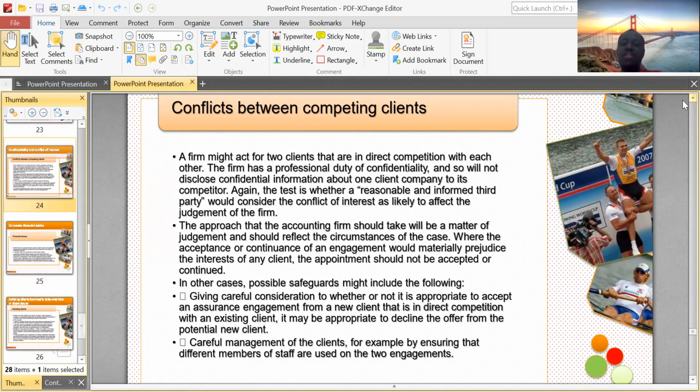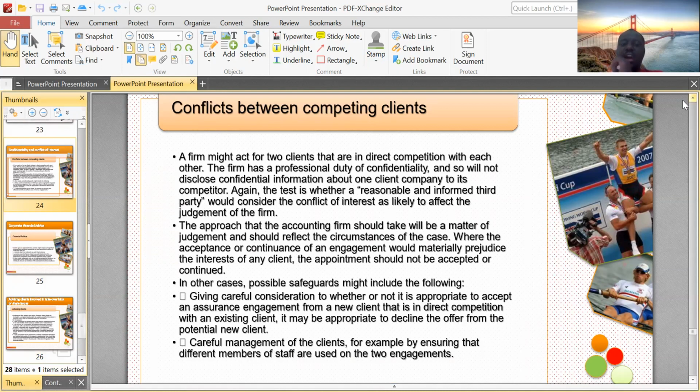The firm has a professional duty of confidentiality. So since the audit firm has access to information of both, and these firms are competing clients, the audit firm has a duty of confidentiality, and so should not disclose confidential information about one client to its competitor. It's totally unprofessional. You can't disclose information about one competing client to another competitor. You shouldn't do that at all. It's totally unprofessional. Very, very important.